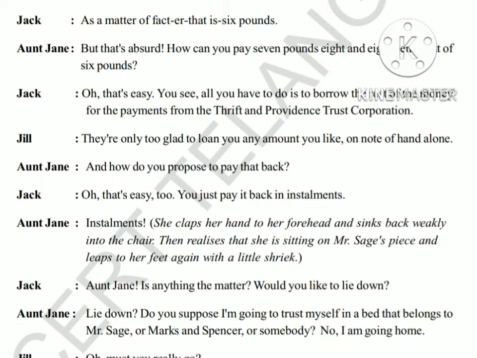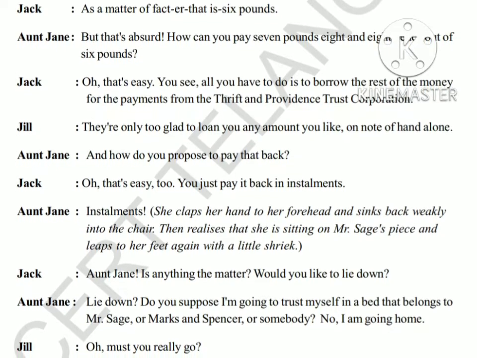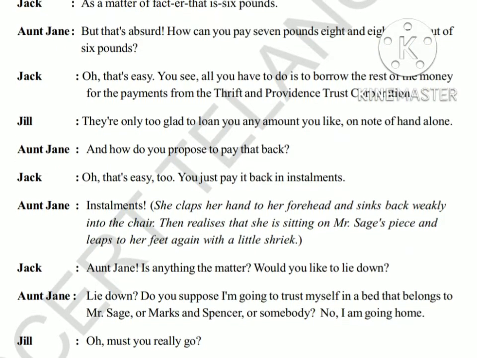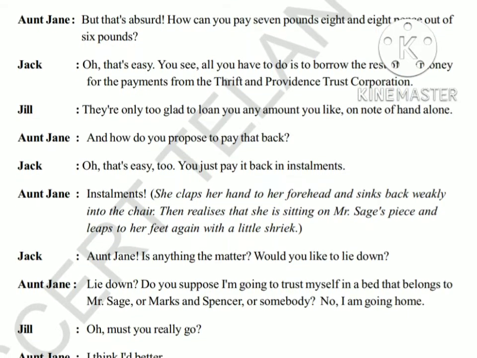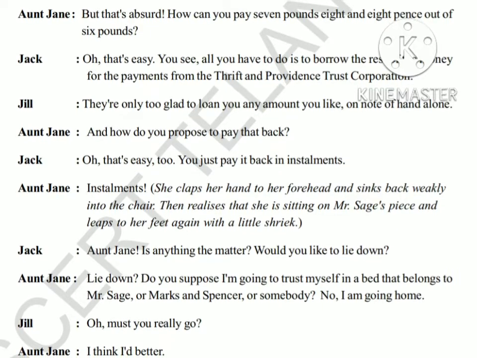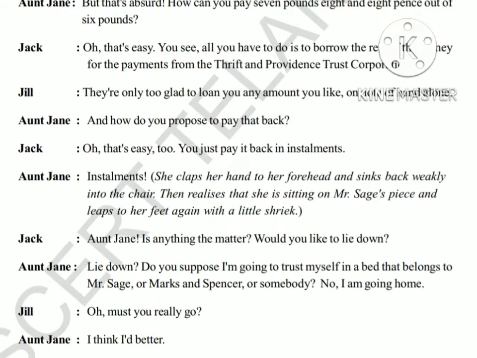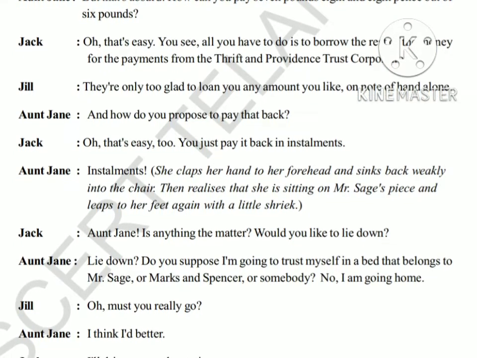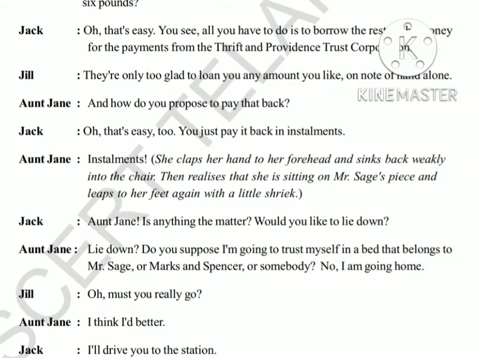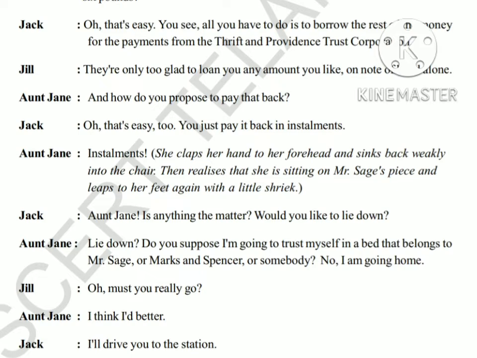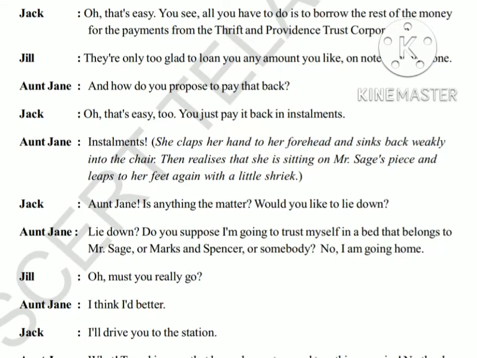After hearing their decisions, Aunt Jane was opposing buying all the things on an installment basis. But she was astonished when she heard that they borrowed money on an installment basis for repaying all the installments from the Thrift and Providence Trust Corporation. She understood that they have not earned a penny in their life. So penny is the smallest amount in such a country, like paisa.